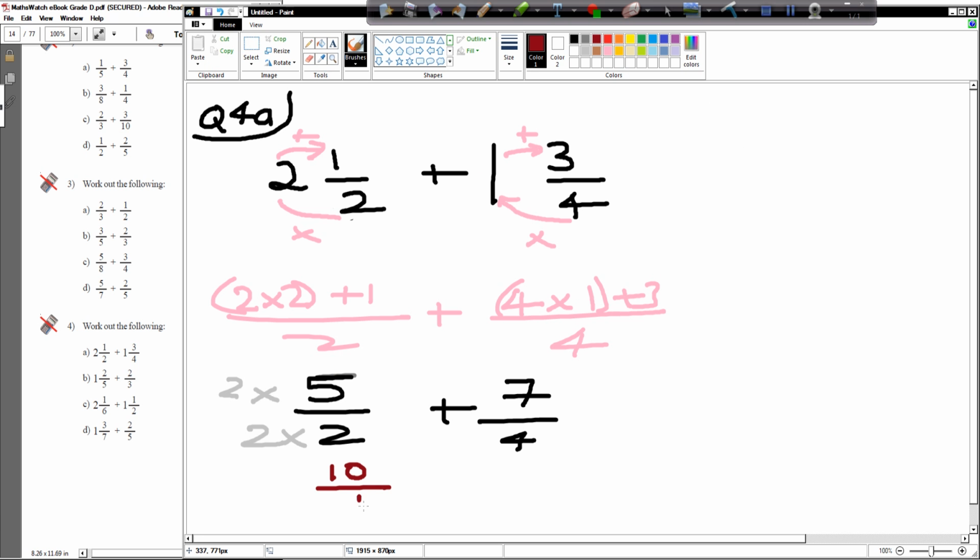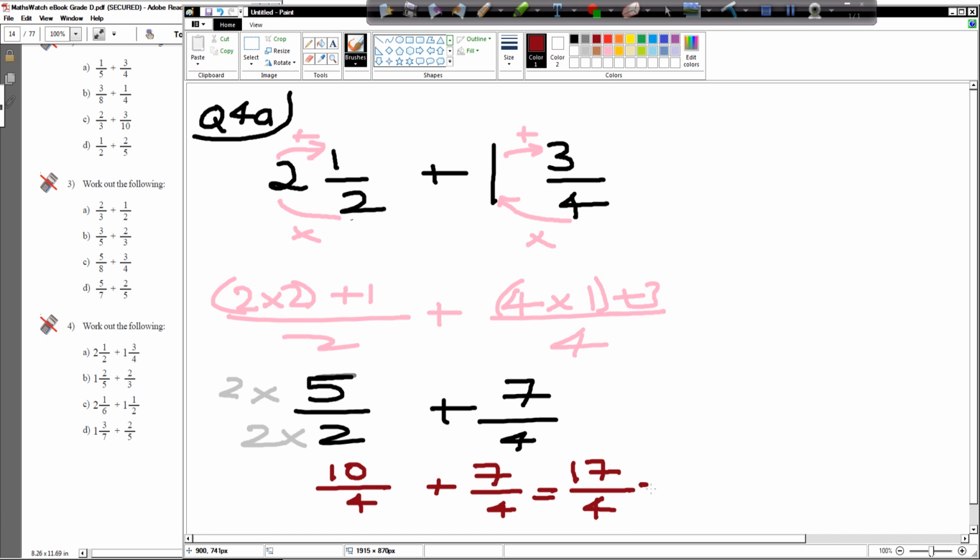10 on the top over 4. Add 7 over 4. 10. Okay, now what do we do with this now? We do the top numbers. Add them. So what's 10 add 7? 17. What do we do with the bottom numbers? Do we add them? No. So copy it down. So we got 17 quarters.